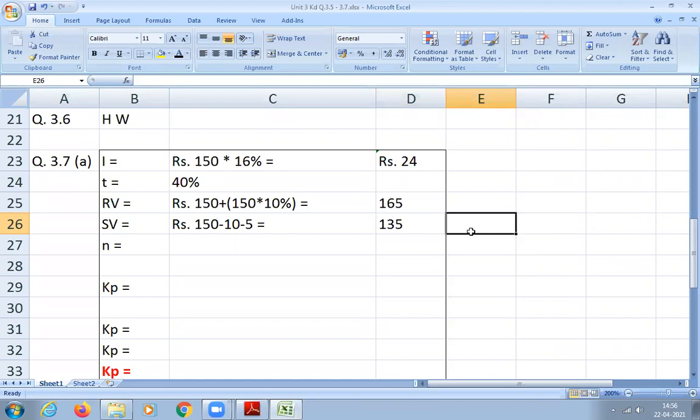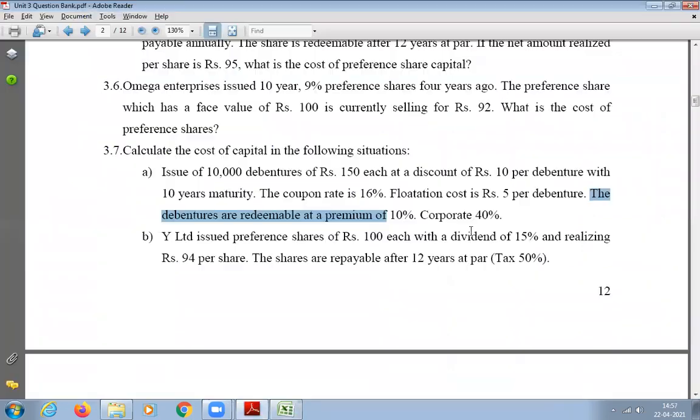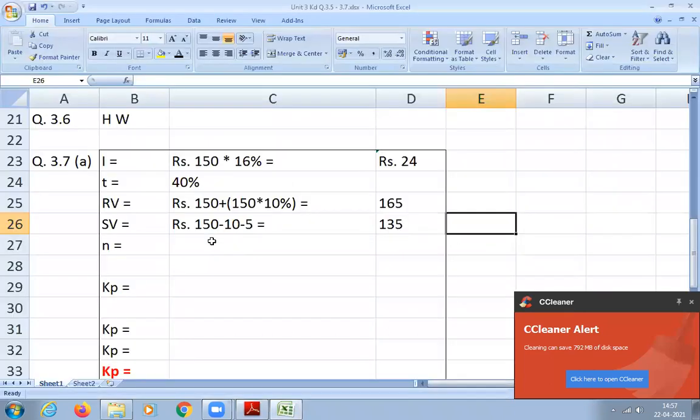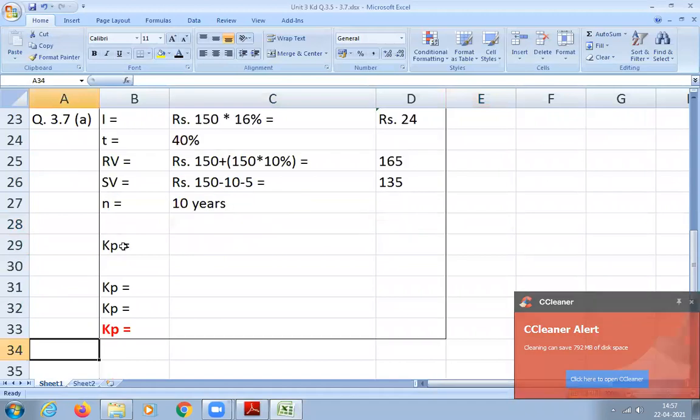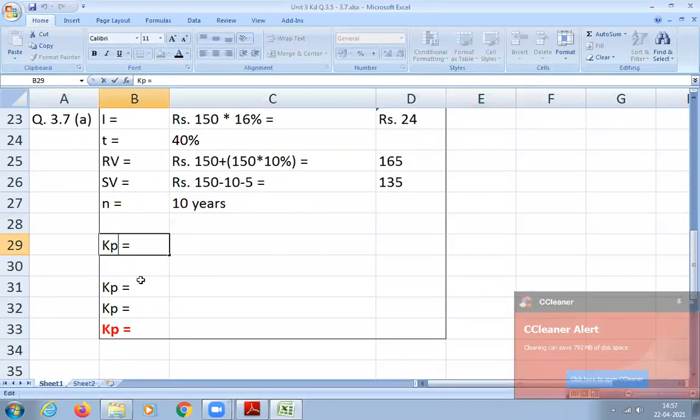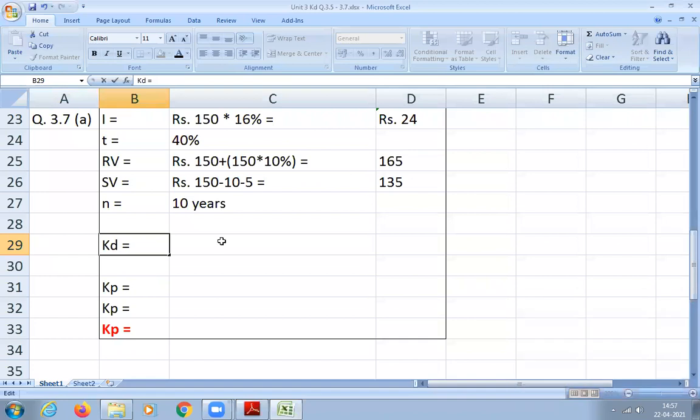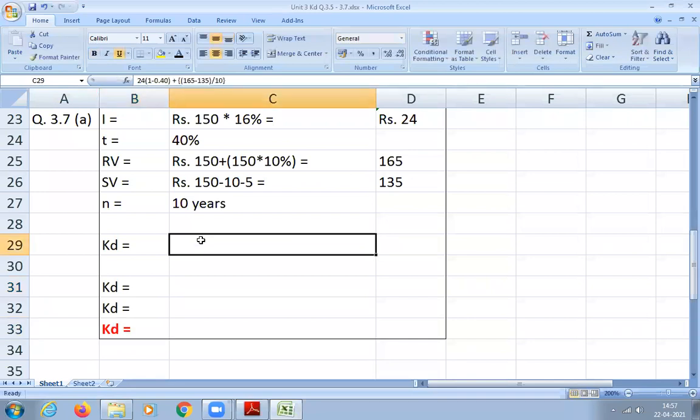Got it? And how much is N? 10 years. N is 10 years. So calculate now the cost of debenture. What formula will we use? Same: I into 1 minus T, plus RV minus SV, divided by the appropriate denominator.